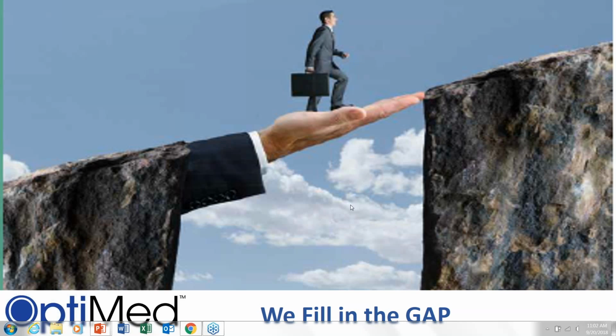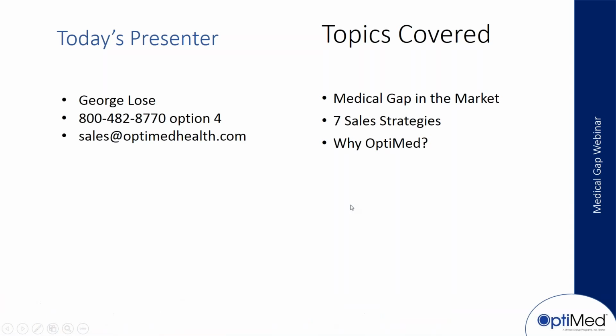But let's just dig in, right? In case you missed the first webinar presentation, we'll go over a little bit about what is GAP, just as a refresher. And then we have 7 different sales strategies that you can utilize to market GAP. And then we'll go into OptiMed a little bit. We went into OptiMed in the first presentation if you were available for that. But we'll go a little bit into OptiMed and how to file claims for the GAP.